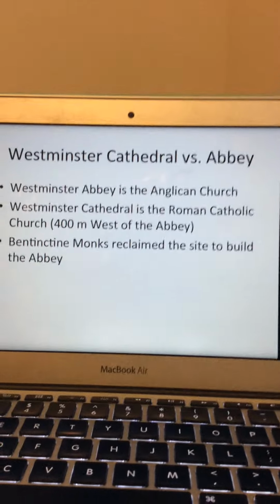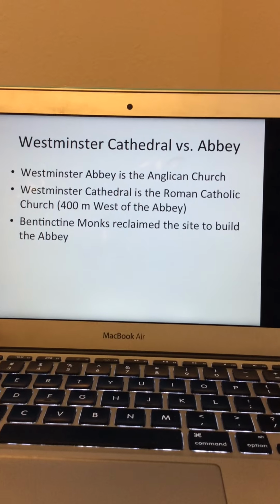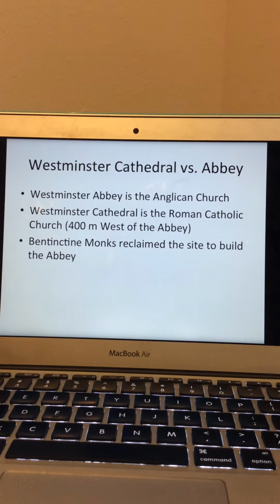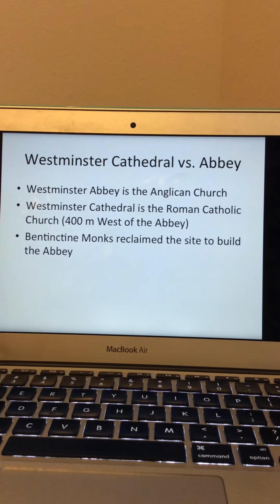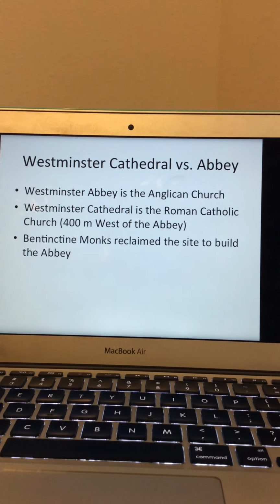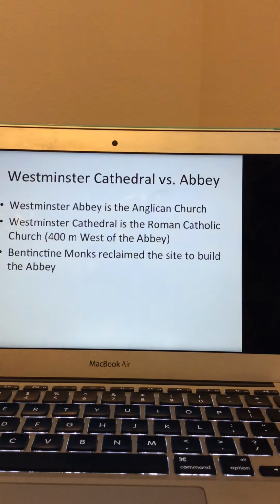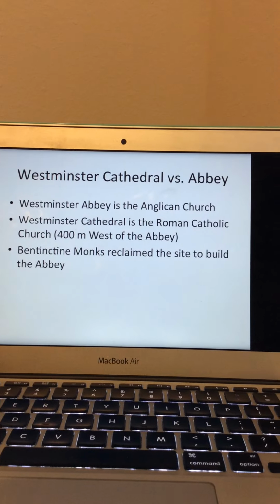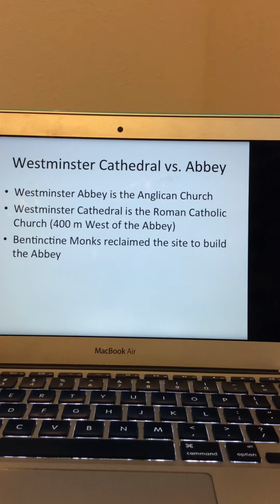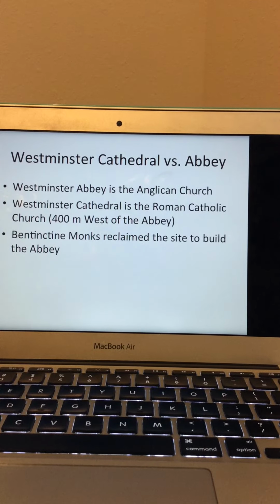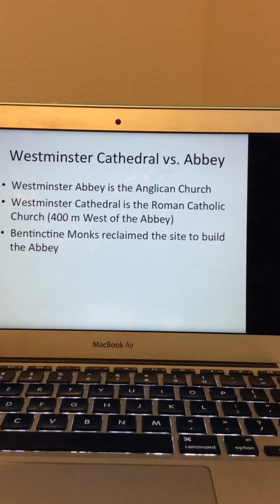A lot of people get confused about the difference between the Westminster Cathedral and the Abbey. The Westminster Abbey is an Anglican church, while the cathedral is the Roman Catholic Church, which is only located about 400 meters west of the Abbey. Benedictine monks reclaimed the site to build the Abbey.